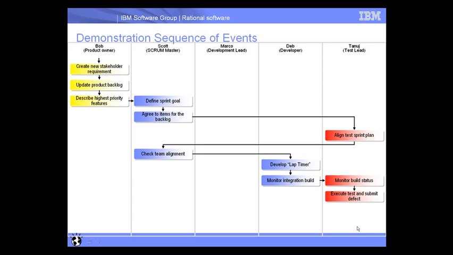Okay, back here in the sequence of events, what we did in that previous segment is we saw how Tanuj, the test lead, was notified automatically of a new build and then went ahead and executed some test cases and discovered a defect and submitted that defect. So what we'll see in this next section is how Marco, the development lead, gets notified of the defect and goes ahead and triages that defect. So he takes a look at the details and assigns it to a developer to be fixed. So let's see how Marco does that.